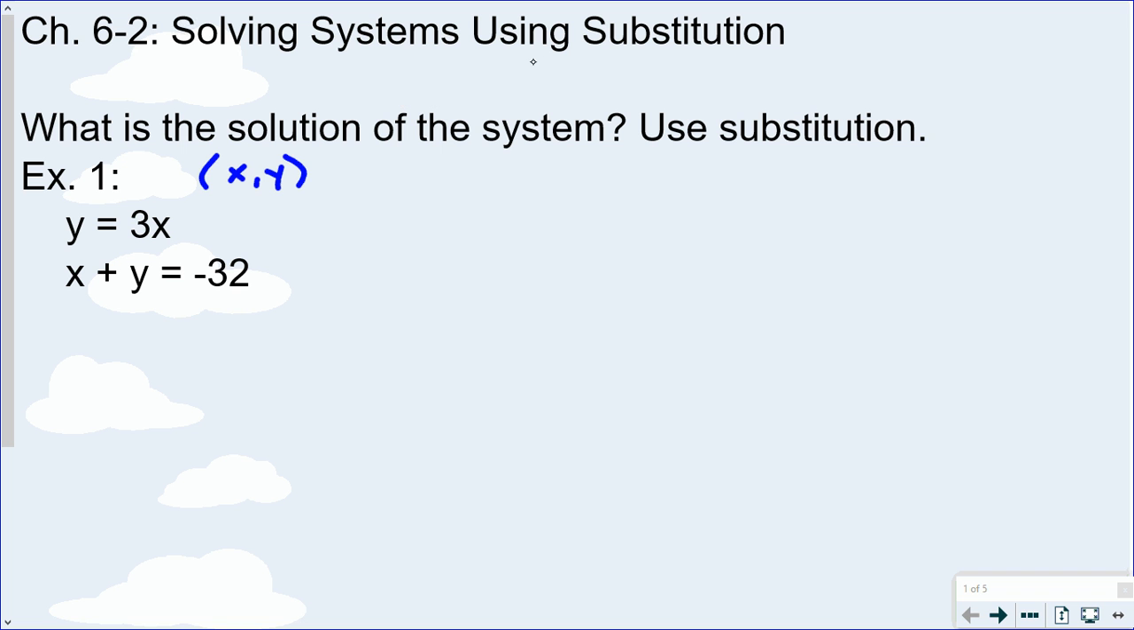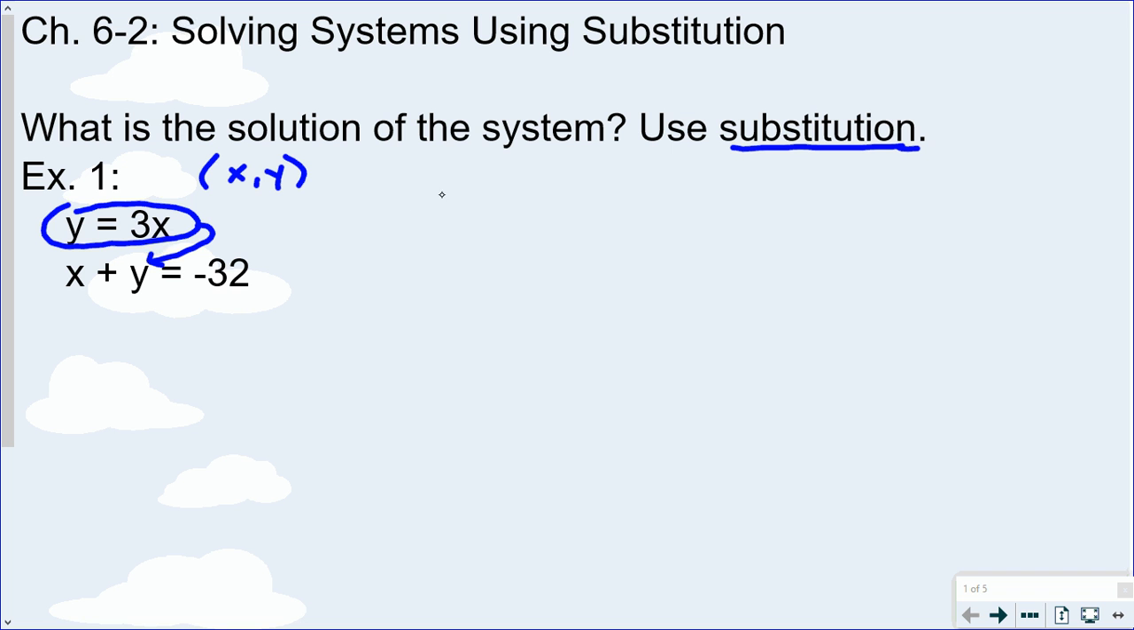So in substitution, what we're going to do is we're going to substitute. Imagine that. We're going to take these two equations and substitute one of the equations into the other equation. So right here I have y equals 3x. What I'm going to do is take that, and in the other equation, replace y with 3x. Because the first equation says y is equal to 3x, that means they're the same thing. So down here I can replace y with 3x. All right, so that's what we're going to do first.